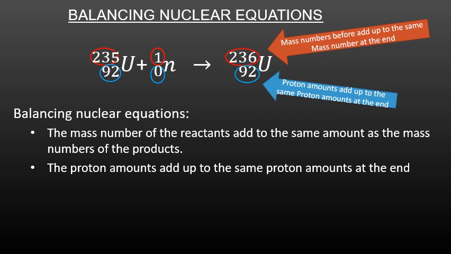Now, that should always be the case when we're doing nuclear equations. The numbers on the bottom should equal each other on the left and right of the arrow. Same thing with the numbers on the top.